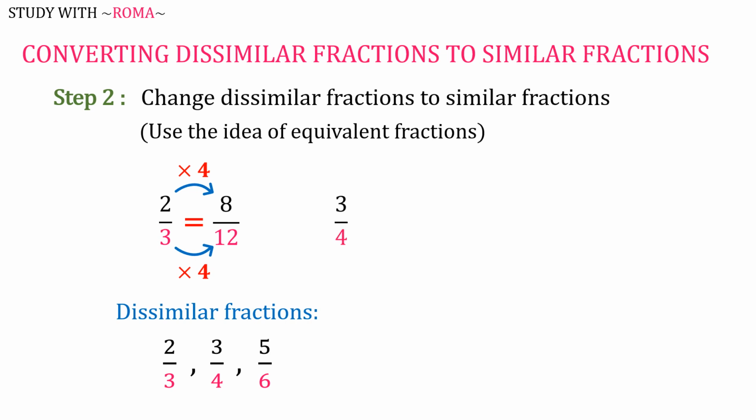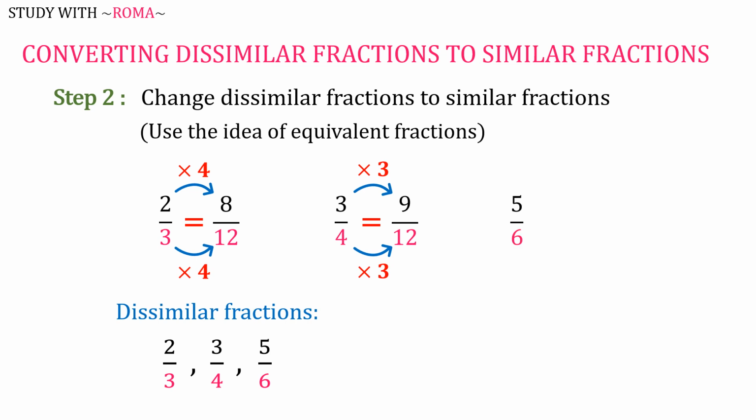Let's do the same for 3/4. We need a denominator of 12, the LCD, so we will multiply the numerator and the denominator by 3. 3 times 3 equals 9. 4 times 3 equals 12. 3/4 can now be written as 9/12.